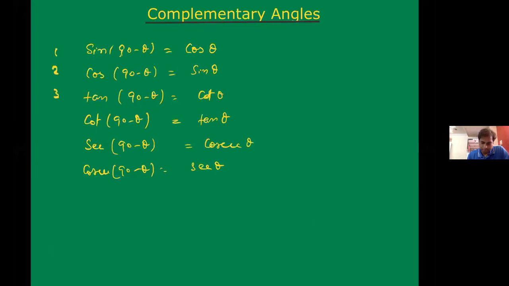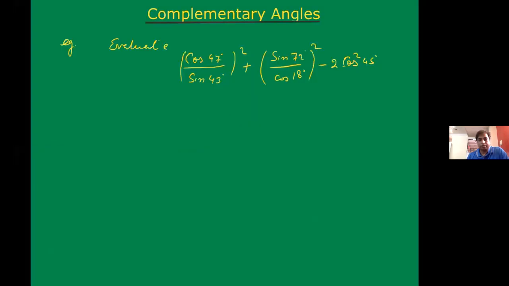4, 5 and 6. So sin(90 minus theta) equals cos theta, and cos(90 minus theta) equals sin theta. tan(90 minus theta) equals cot theta, and cot(90 minus theta) equals tan theta. Similarly, sec(90 minus theta) equals cosec theta, and cosec(90 minus theta) equals sec theta. So we will take one or two examples to understand this concept.